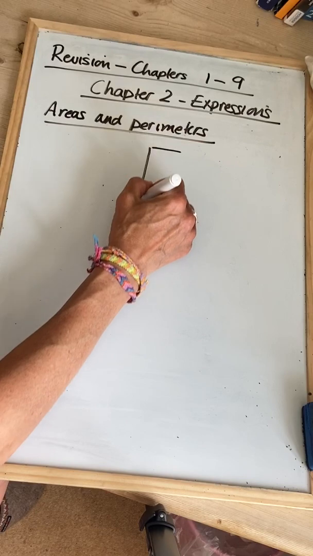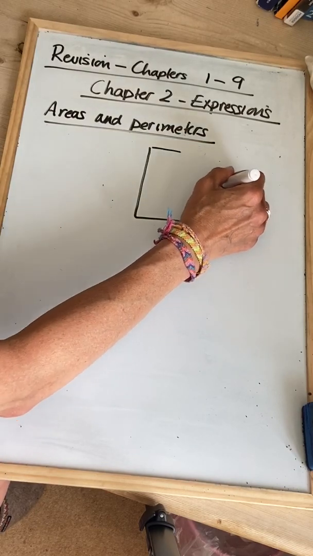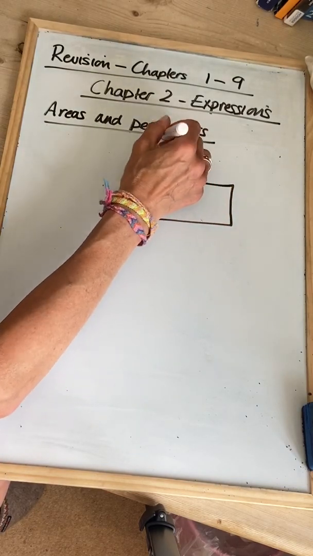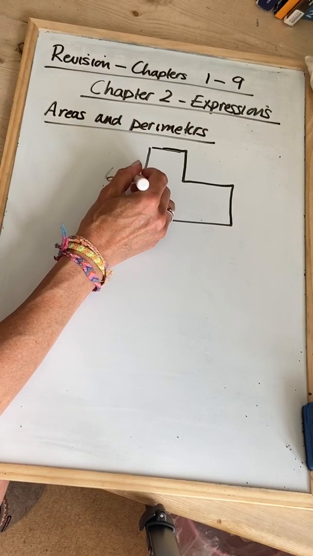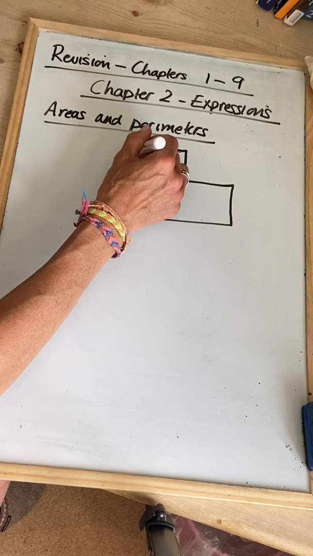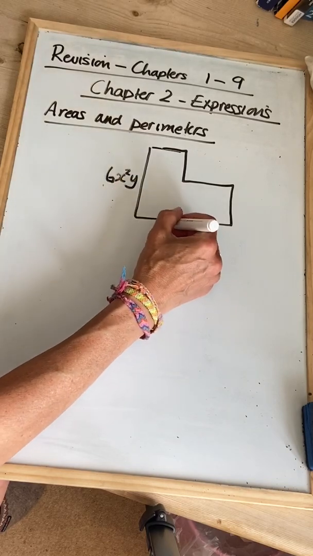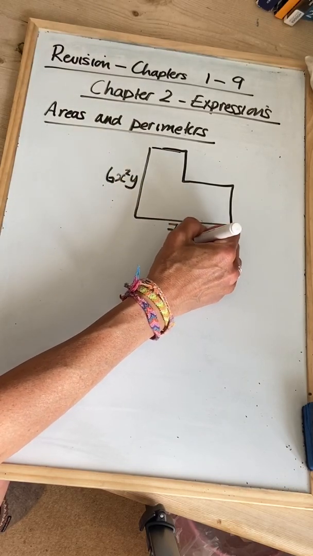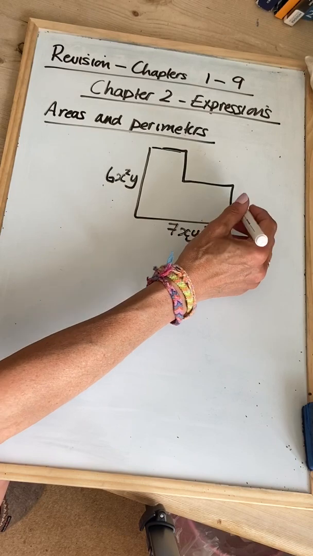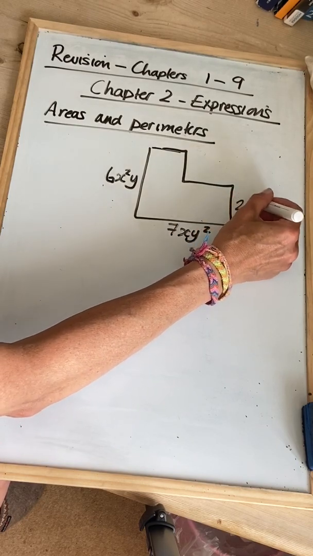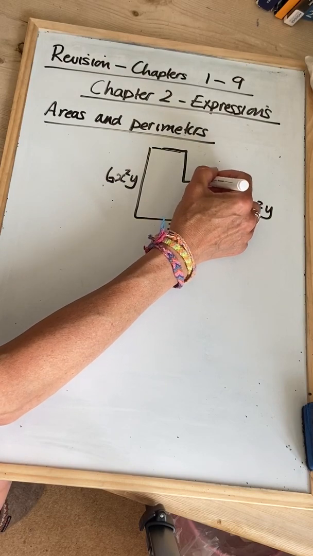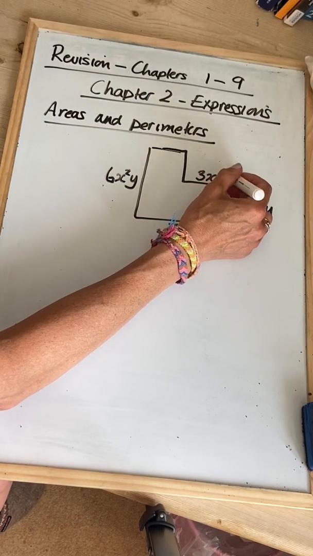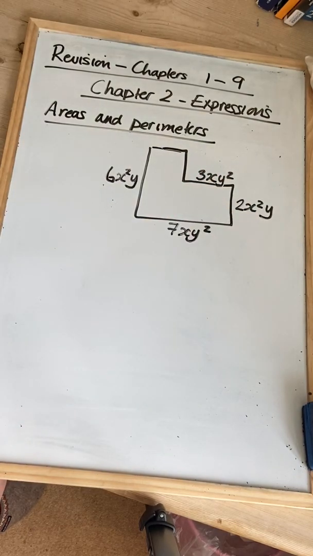So here we go. I've got a shape. It's a sort of funny L-shape. And I'm going for 6x squared y being this side length here, 7xy squared being that side length, 2x squared y being that side length, and 3xy squared being that side length.